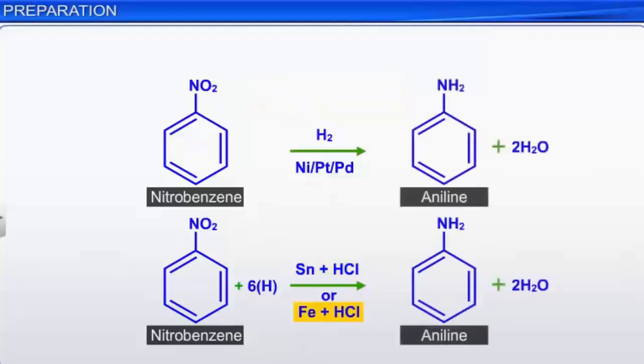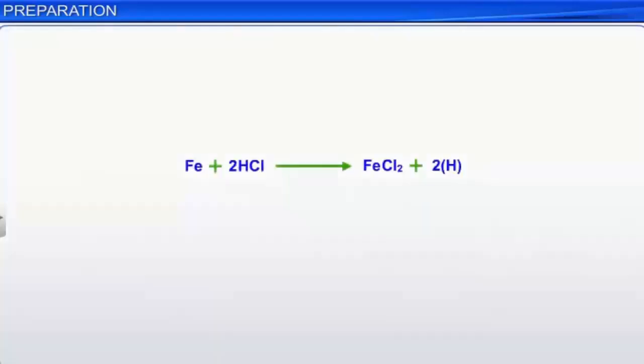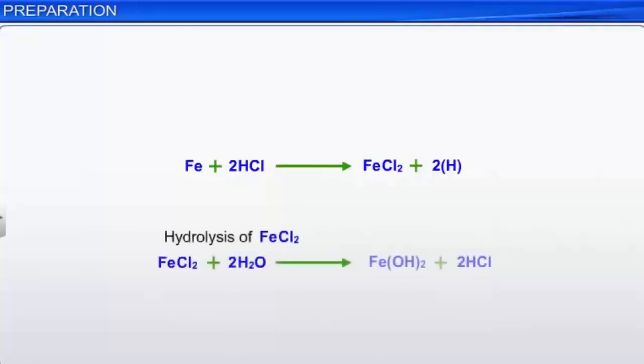Reduction with iron scrap and hydrochloric acid is preferred over tin and HCl. This is because the ferrous chloride formed in the reaction between iron and HCl undergoes hydrolysis and releases hydrochloric acid. Thus, only a small amount of hydrochloric acid is required to initiate the reaction.